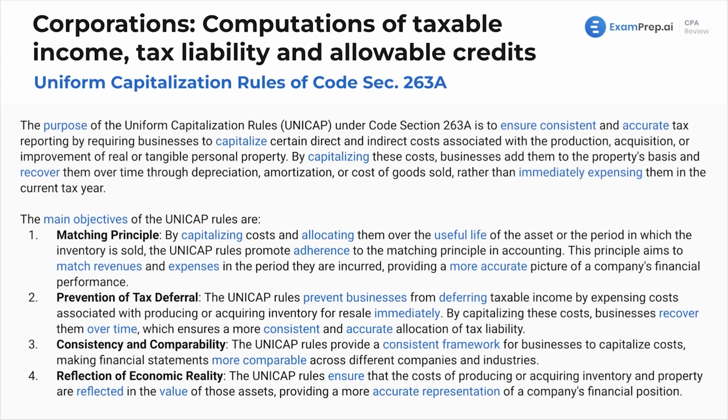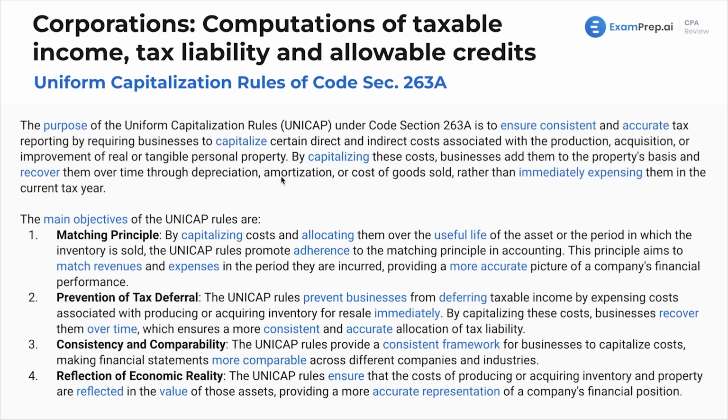All right, dealing a little bit more with that. The purpose of this is to ensure consistent and accurate tax reporting. The purpose is to capitalize certain direct and indirect costs associated with the production, acquisition, or improvement of real or tangible personal property. So physical things, not intangibles. By capitalizing these costs, businesses add them to the property's basis and recover them, cost recovery, over time through depreciation, amortization, or cost of goods sold, rather than immediately expensing them in the current year.